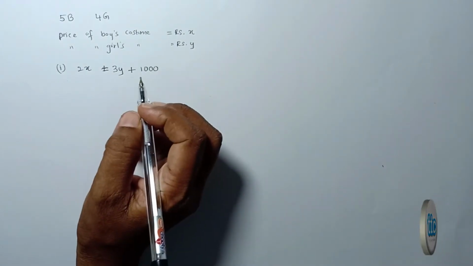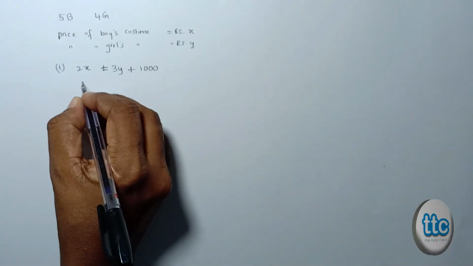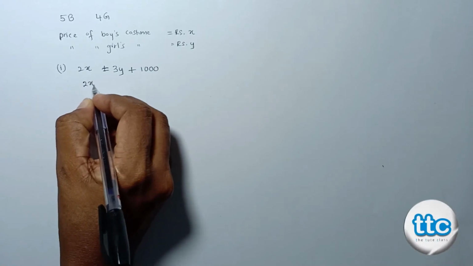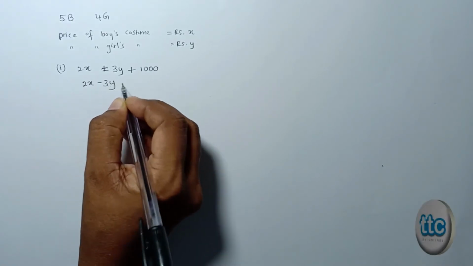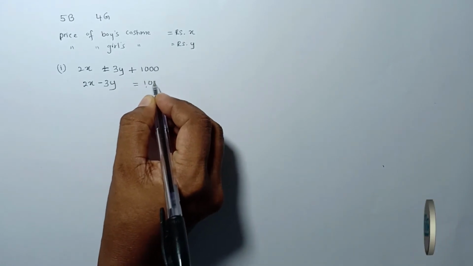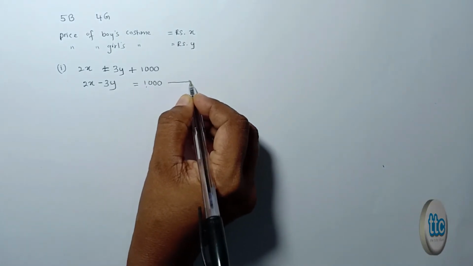We will rearrange this equation. We will take all the x and y terms to one side. 2x, this 3y comes to this side as minus 3y, equals 1000. This is equation number 1.